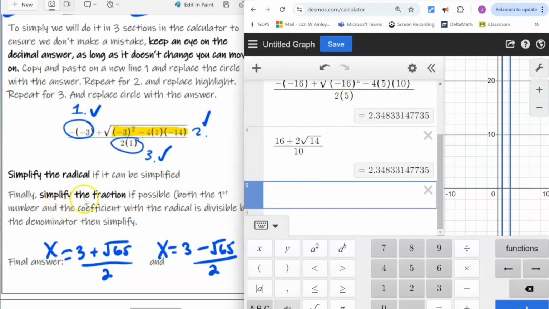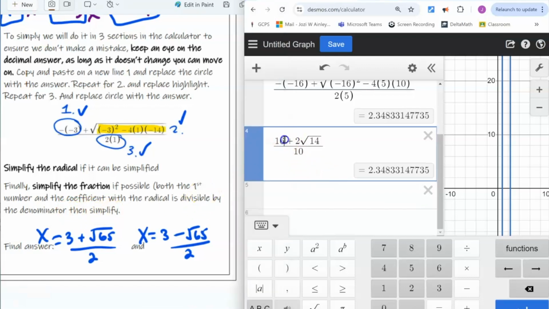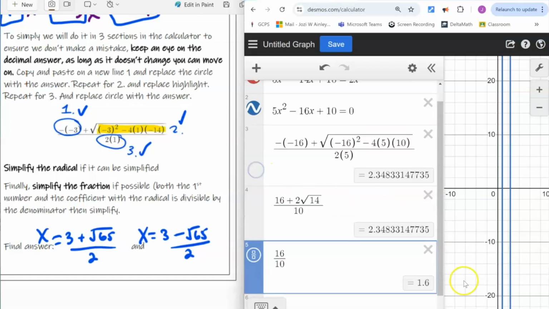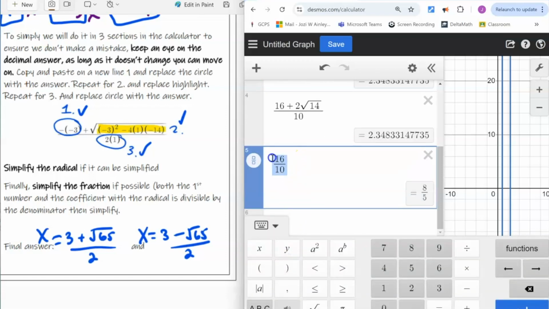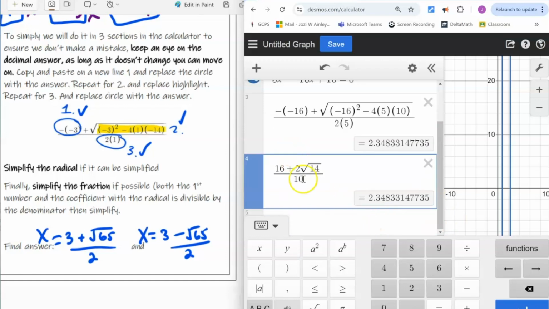Last thing is to simplify my fraction if possible. If both the first number and the coefficient with the radical are divisible by the denominator, then simplify. So what that is saying is this 16 and 10, all right, does 16 and 10 simplify? So let's see. Yeah, if I hit the fraction, it will simplify to 8 over 5, okay? So it's divisible. And then 2 and 10, sorry, does that simplify? Yes, it does. So both simplify.